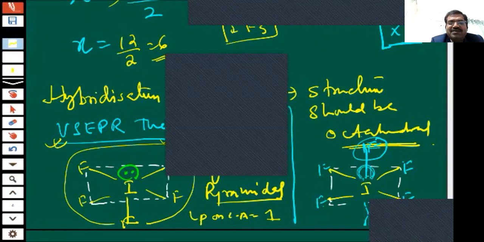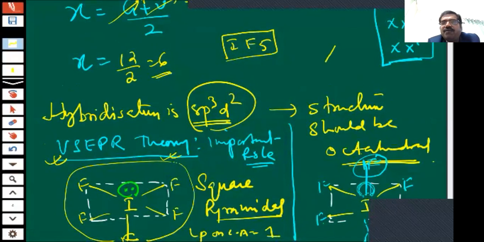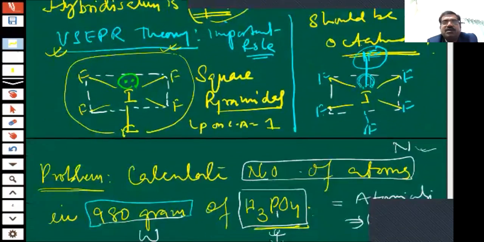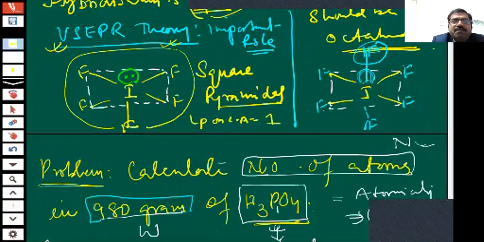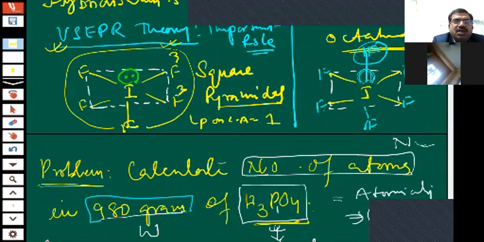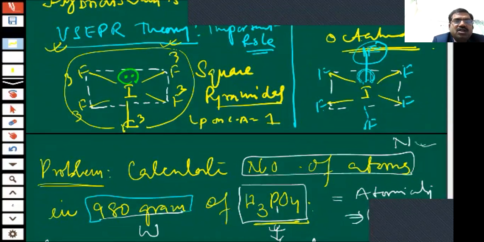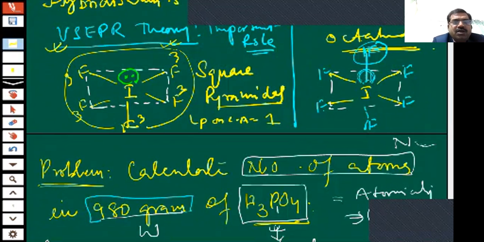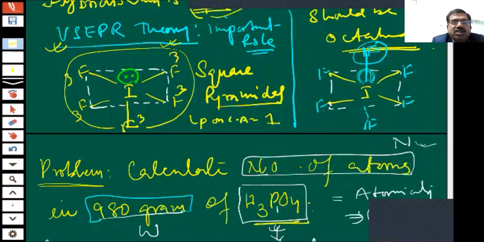Let us see. Every halogen has 7 valence electrons, and one unpaired electron forms the bond. So each halogen has 3 lone pairs. Here 3, here 3, here 3, here 3, and here 3, and on the central atom only 1 lone pair is there. The remaining electrons are involved in bond formation. So 3 plus 3 is 6, 9.